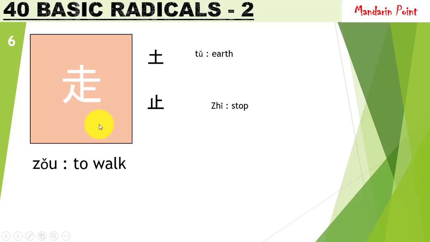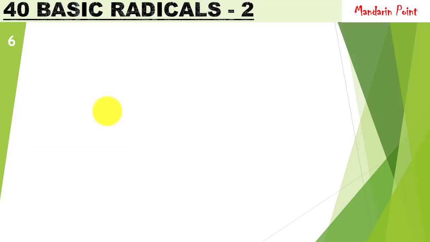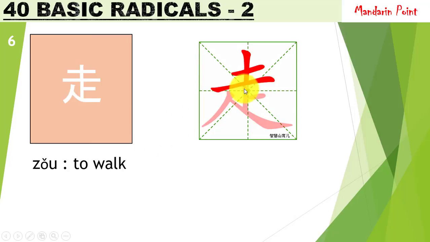So this radical represents any activity, term, name, action, or performance related to walking. For example, here we have qi, meaning to get up. If you see the character, you will see that it is composed of zou and ji. Zou means walking and ji means self. So if a person is walking, it means he got up and he is walking. Let's derive this character from the basic six strokes. Here we have tu, simple, and the lower portion is a vertical stroke, a horizontal stroke, left falling and right falling.